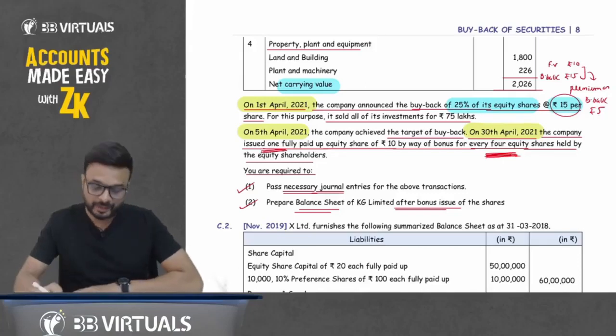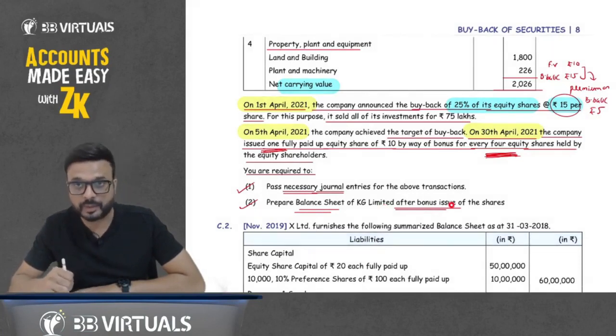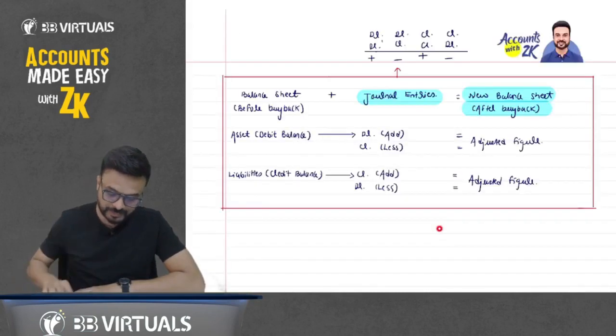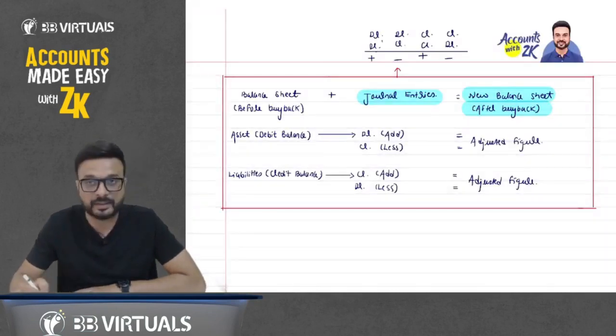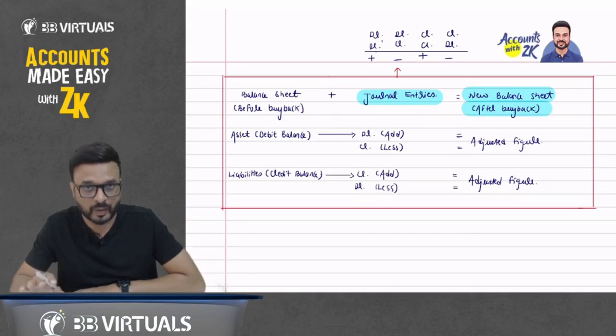Hello all of you. Now we will prepare the balance sheet. It is also asking us to prepare the balance sheet of KG Limited after the bonus issue of shares. Today we have already discussed that when we prepare a new balance sheet, it is after the buyback and the bonus shares also given in the question, that means after all adjustments.